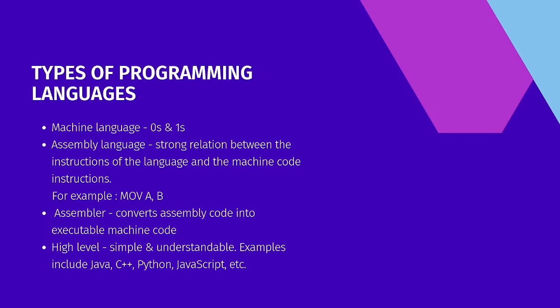Now, let's talk about the types of languages in detail. First, we have assembly languages. It is any low level language in which there is a strong relationship between the instructions of the language and the machine code instructions. For example, the instruction move A, B means save the content of B into A register. So what are registers? Registers are small storage locations in the central processing unit which are used for faster access while performing various operations.